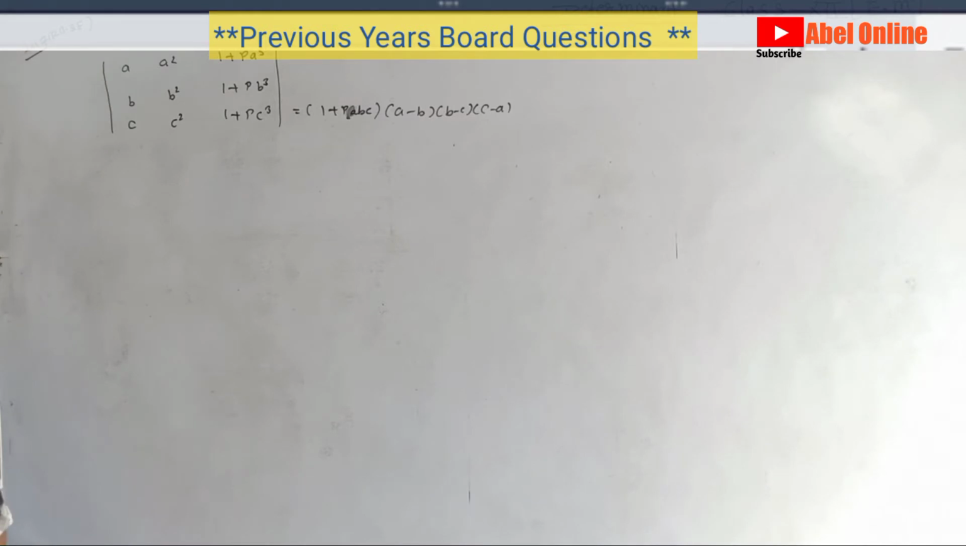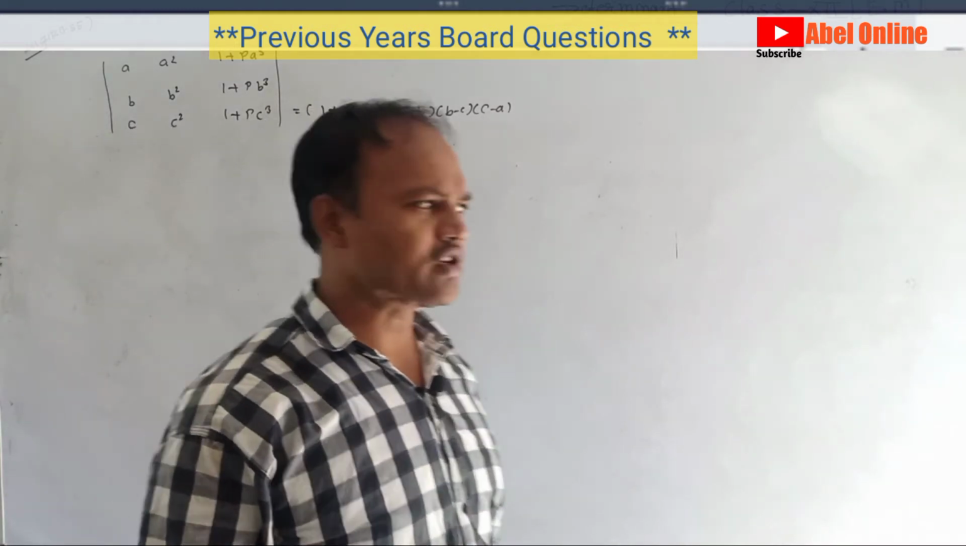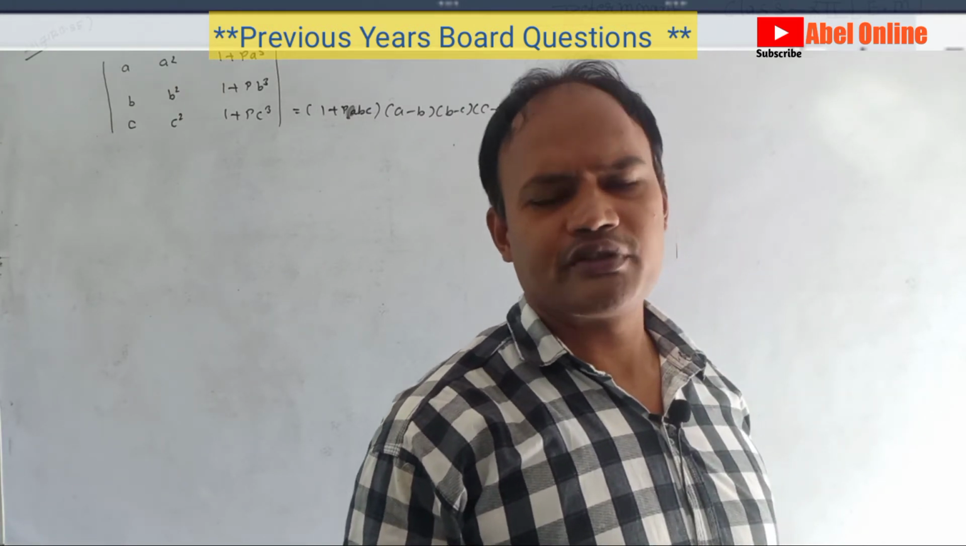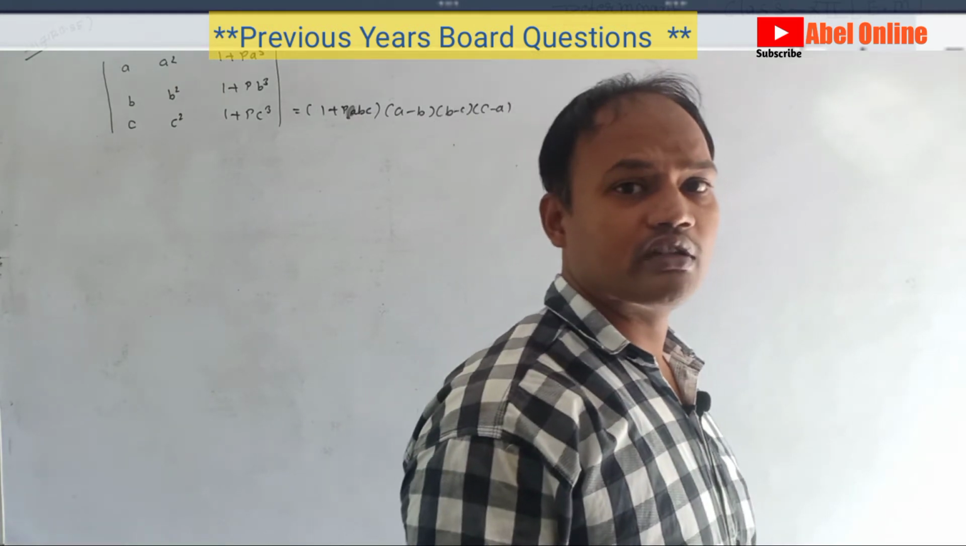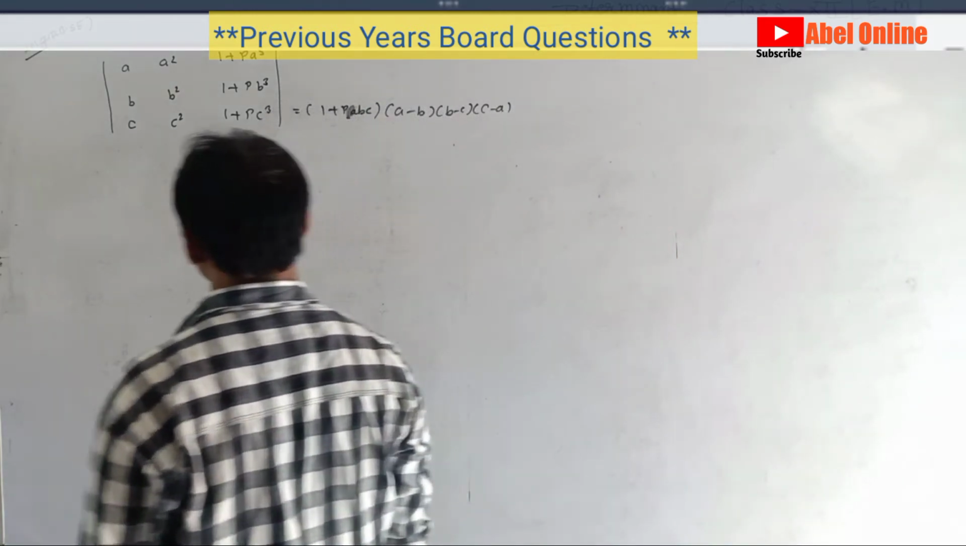Okay, so we are going to solve the determinant with a square, 1 plus p a cube; b square, 1 plus p b cube; c square, 1 plus p c cube; 1 plus p abc; and a minus b, b minus c, c minus a. It came in 2017. So it is an important question because when we are talking about the board classes, we have to solve previous year's questions also. It is very important to get 100 out of 100 marks. Okay, so let's see what we can do.